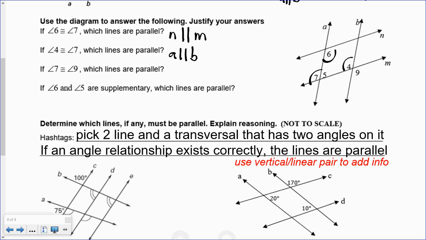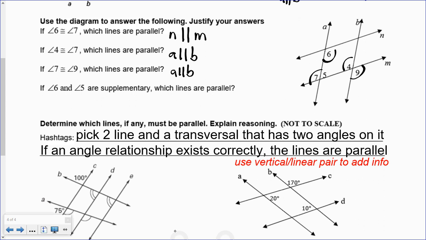7 and 9. Those are alternate exterior. What's their transversal? What's the line they're both resting on? M. So then what are the two parallel lines? A and B. Because the transversal is crossing those two lines.